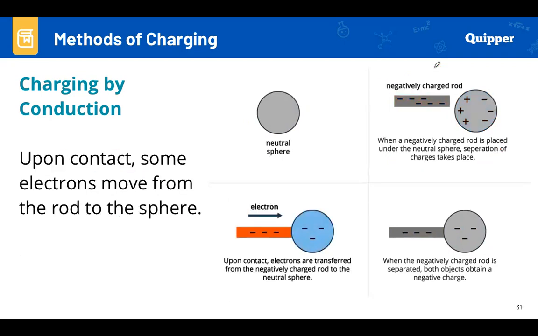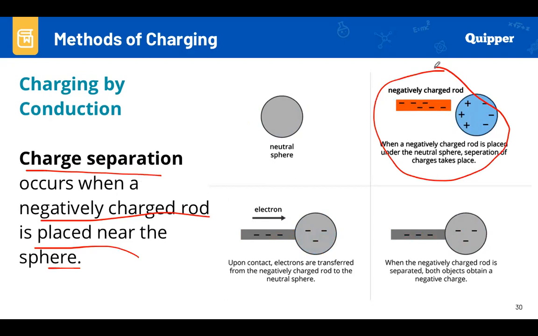And then, upon contact, some electrons move from the rod to the sphere. Tama? So kapag nilapit mo lang yung negatively charged na rod na yan doon sa neutral sphere, okay, magkakaroon ng separation of charges. Separation. Kumbaga, magugulo lang yung dalawa. Kasi magmi-mix-mix yung kanilang mga charges.